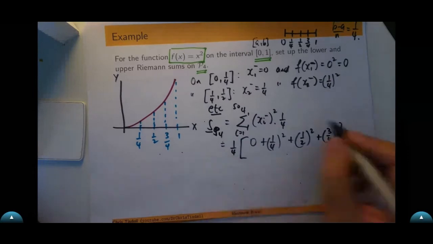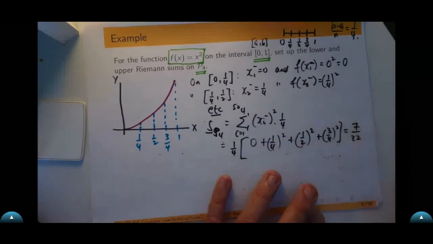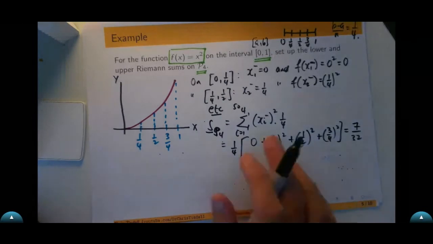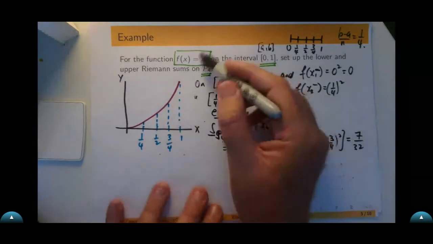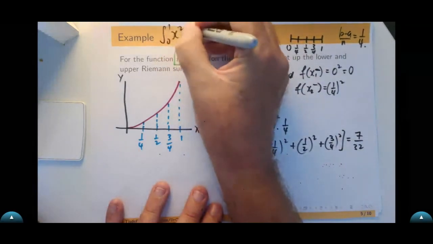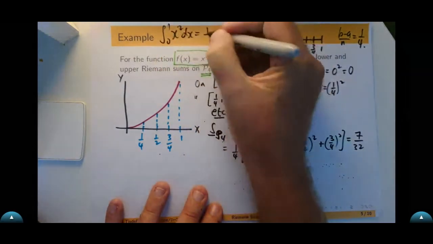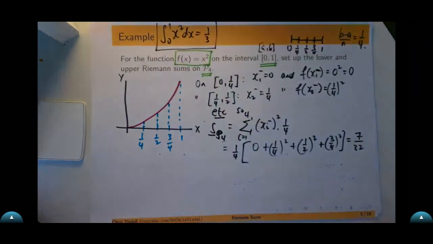Okay. Now, if you work that out, I get something like 7 on 32. Okay. Let's just take a minute and compare that with, say, the integral of this. Right, we already did this. This is ultimately what we're working towards.